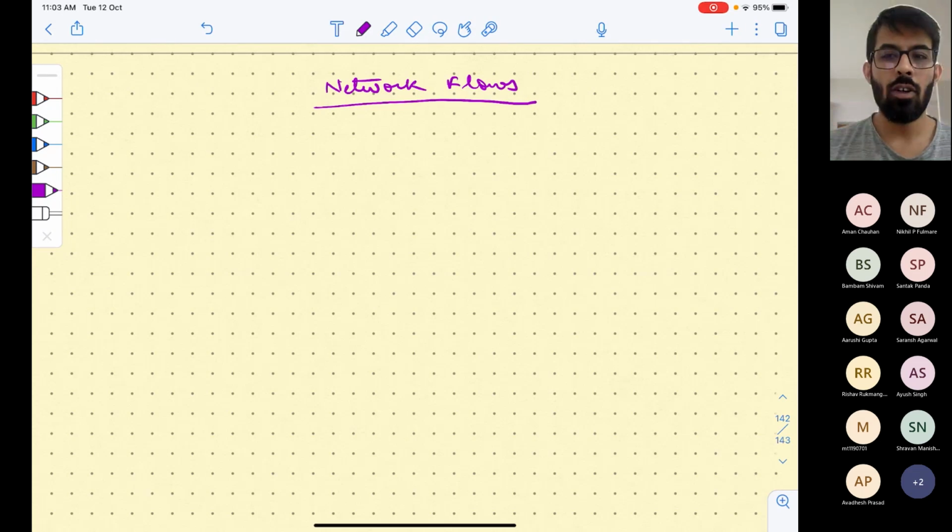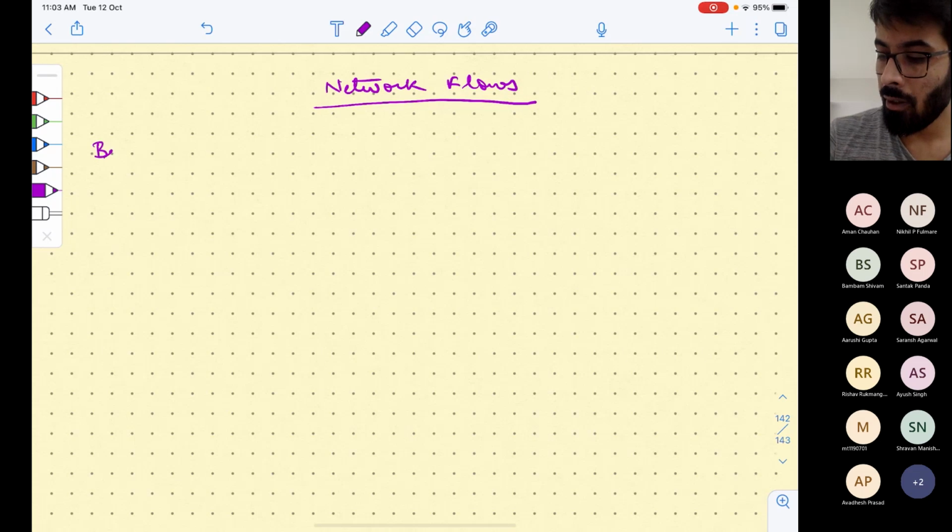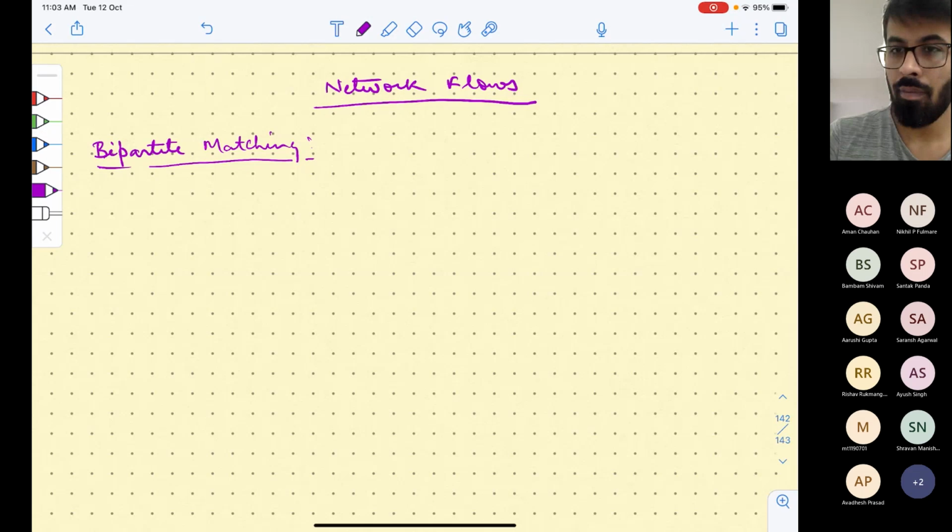So before we get into network flows, there is a fundamental problem that we would like to solve using this technique, and that is the bipartite matching problem. Okay. So what is the bipartite matching problem?